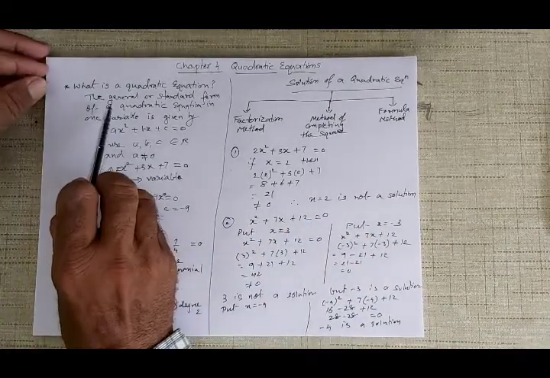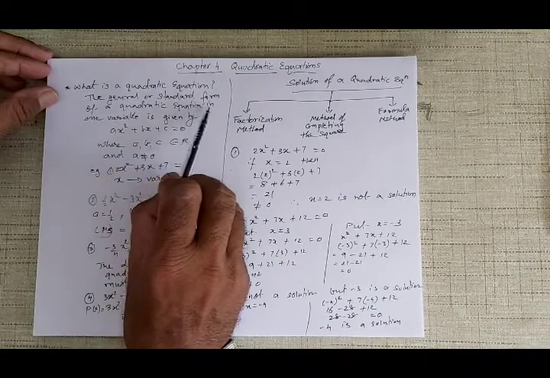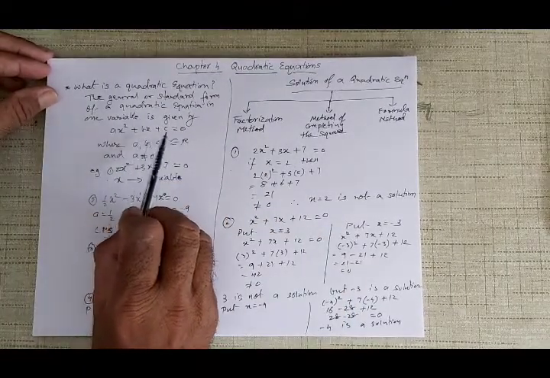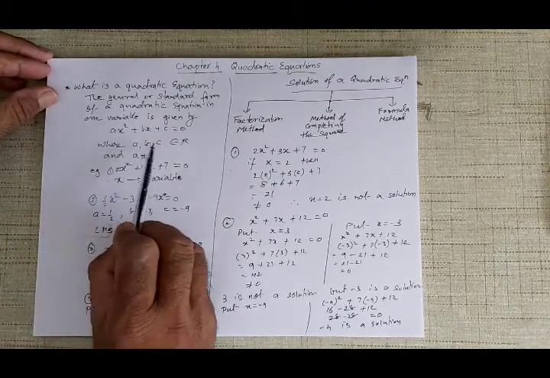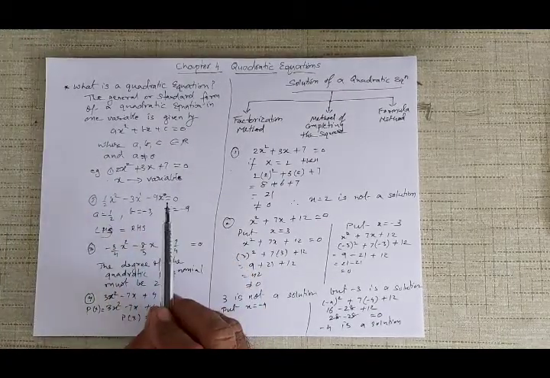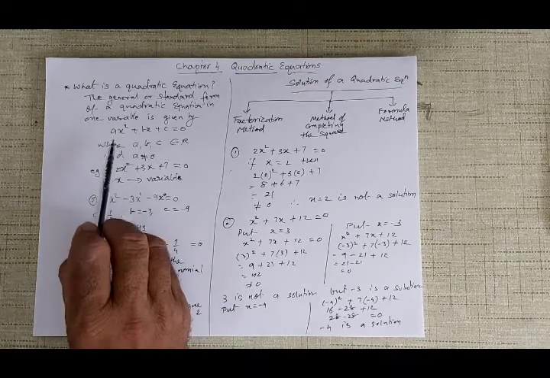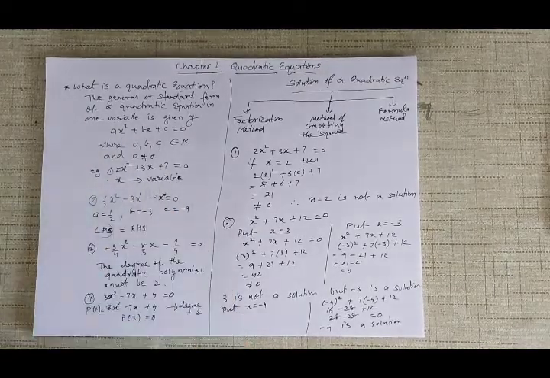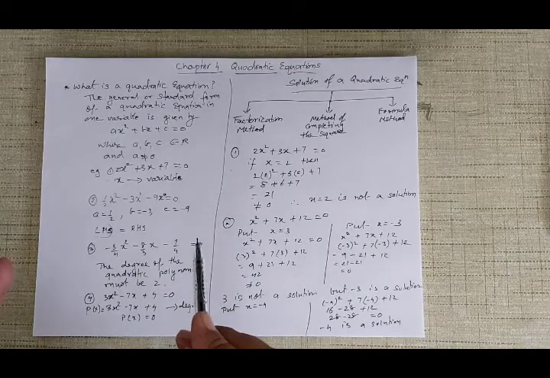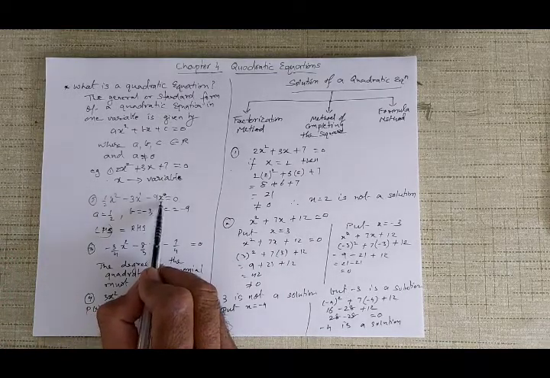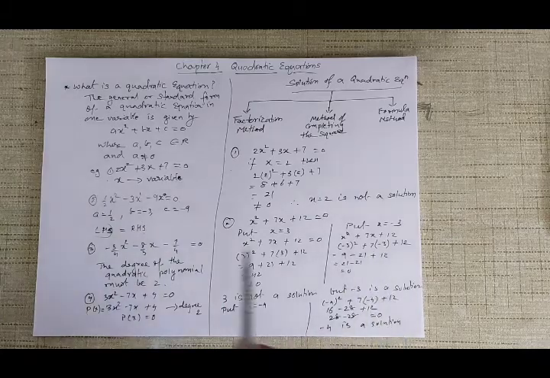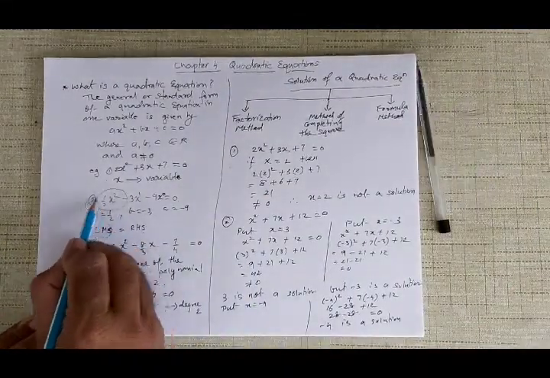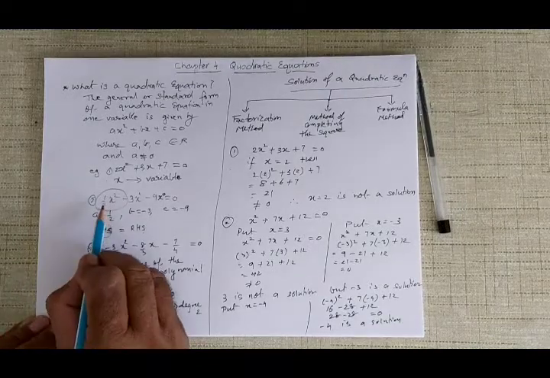Maximum power. Okay, the general or standard form of a quadratic equation in one variable is given by ax square plus bx plus c is equal to 0, where a, b and c are constants and they are real numbers. A is called the coefficient of x square, b is called the coefficient of x, and c is called the constant term. Why is it constant term? Because the power of x is 0, and any number to the power 0 is 1. So the value of this term will change depending upon the value of x.